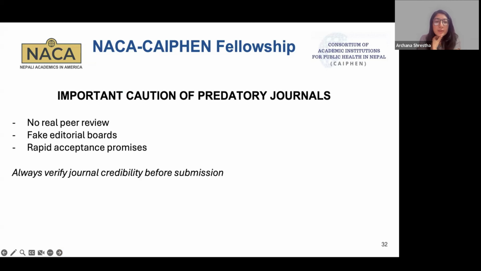Yeah, and then be very cautious about predatory journals. They promise you a lot of things, but then they don't go into real peer review. There may be fake editorial boards, and if they are saying, "Oh, we will publish in 1 month or so," if they are asking for money to get it published, then be very careful about it.